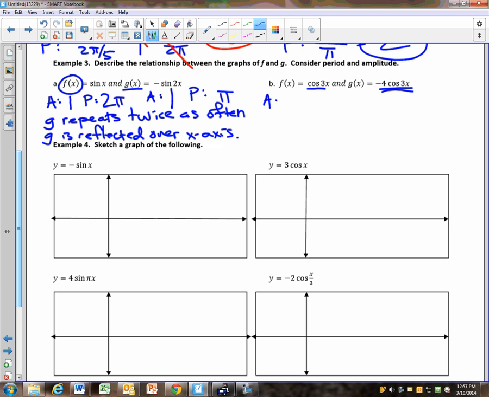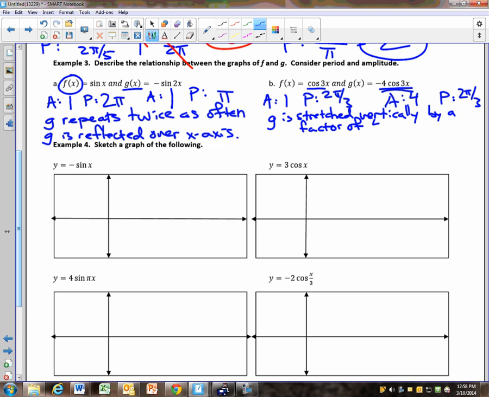How about those two? What's the amplitude? 1, period, 2 pi over 3. Got that one. Amplitude is 4, period. So these have the same period, so their horizontal part is the same, right? I mean, they repeat at the same spot. So how would you describe the difference between the amplitudes without simply saying the amplitude is 1, the amplitude is 4? G is stretched vertically by a factor of 4. Very good.